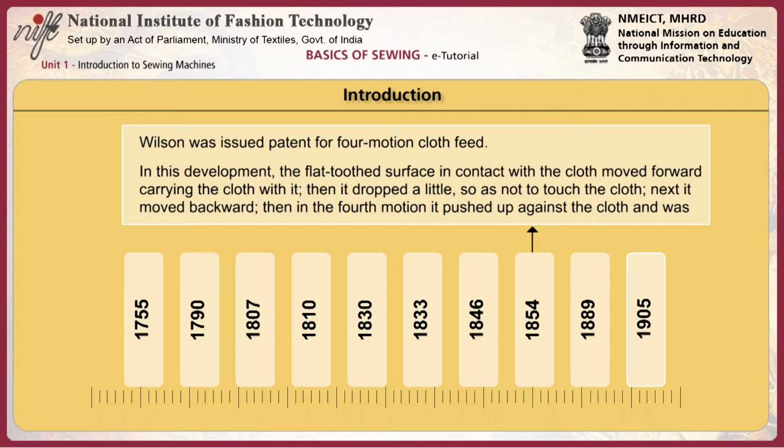In this development, the flat tooth surface in contact with the cloth moved forward, carrying the cloth with it, then it dropped a little so as not to touch the cloth. Next, it moved backward, then in the fourth motion, it pushed up against the cloth and was ready to repeat the forward movement. This simple and effective feed method is still used today with only minor modification.